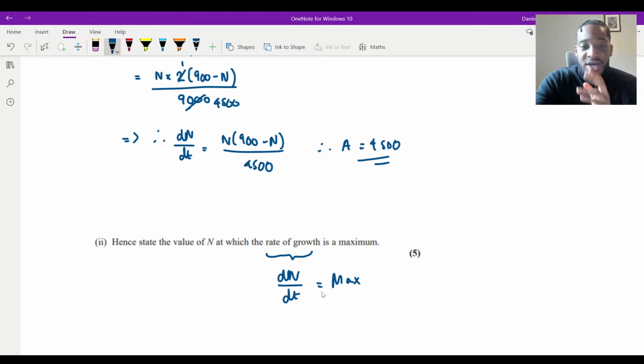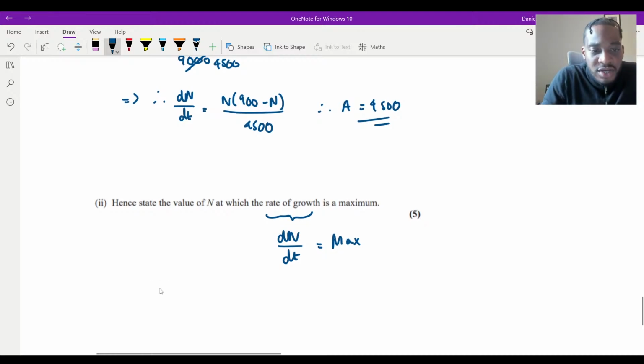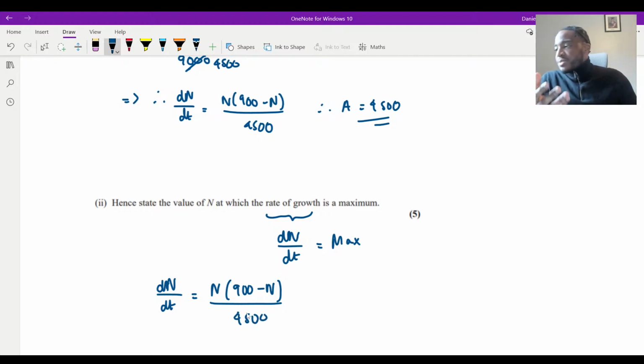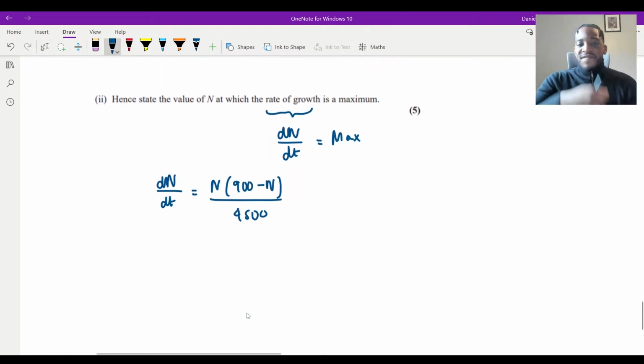All right. So now we need to figure out where dN/dt is at its max. Now remember, dN/dt was equal to that function there, no? So I'm going to say dN/dt is going to equal N(900 - N)/4500. Now, what type of function is this? It's a quadratic, no? Because we've got N and something inside with an N. If we expand that, it's going to be a quadratic equation.